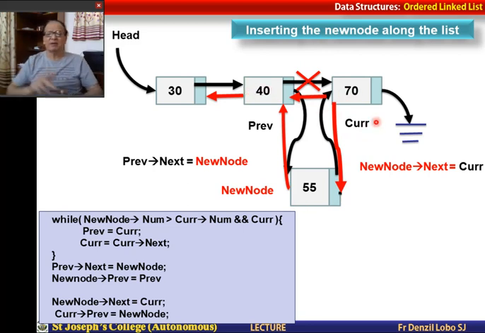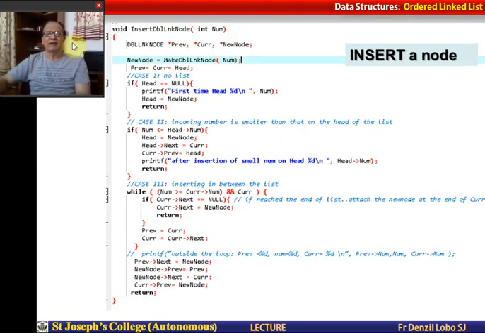So this is how I will deal with the last. Suppose there is a node which contains 90. How do I link it here? That is shown in the program, in the function itself. Yes. So here I have got the complete function, insert double link node.